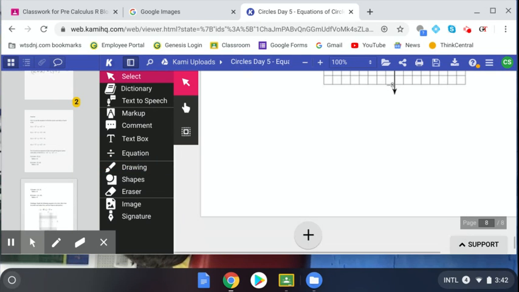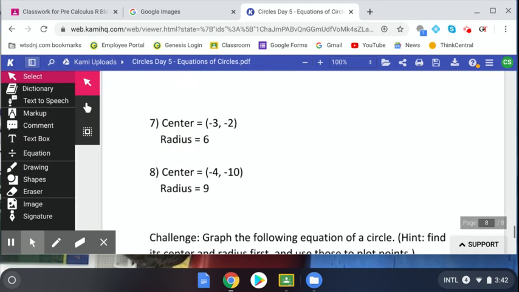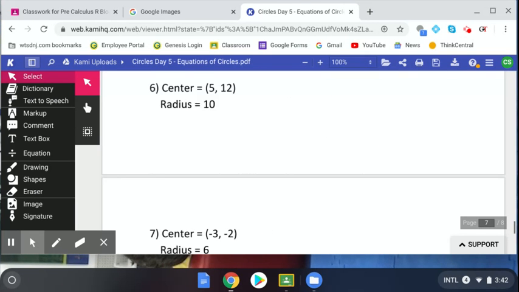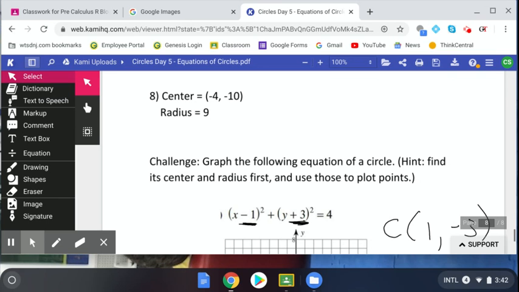We're gonna get some practice with this. See you next time. You have to finish and submit on Kami numbers 1 through 8. That is going to be your assignment for tonight.